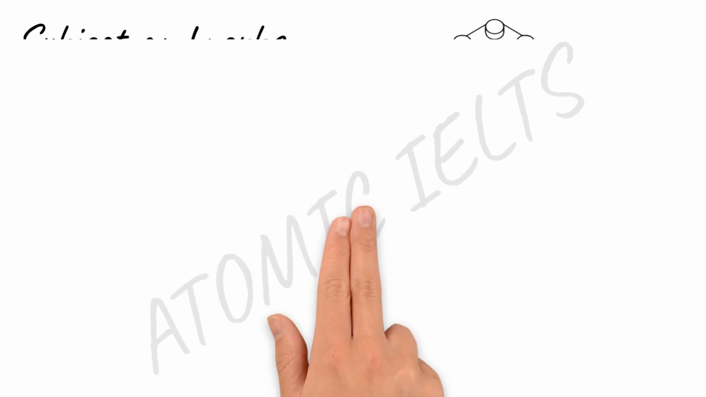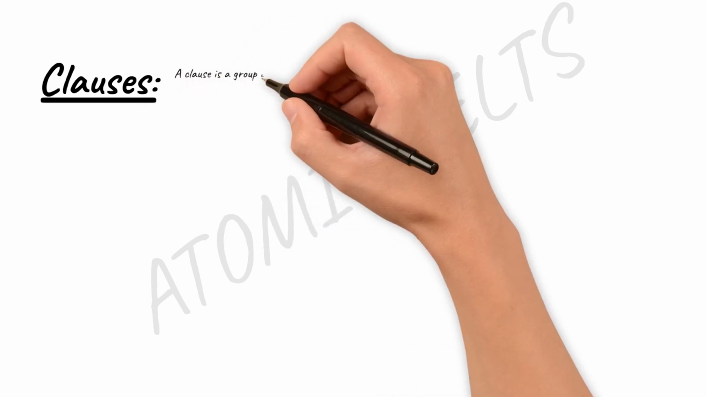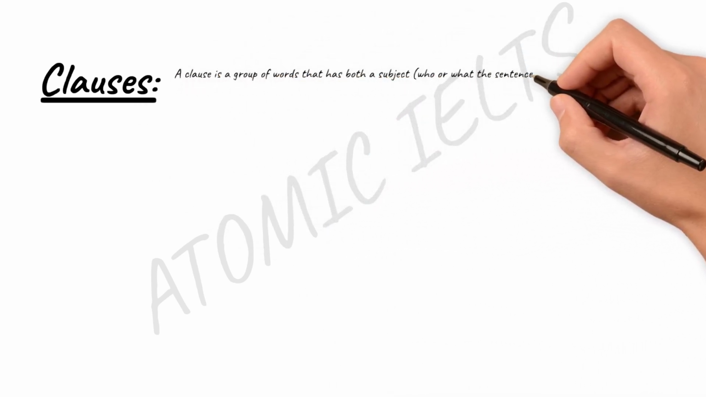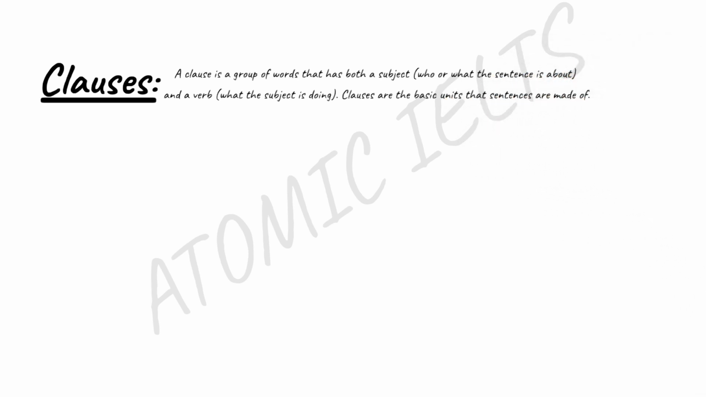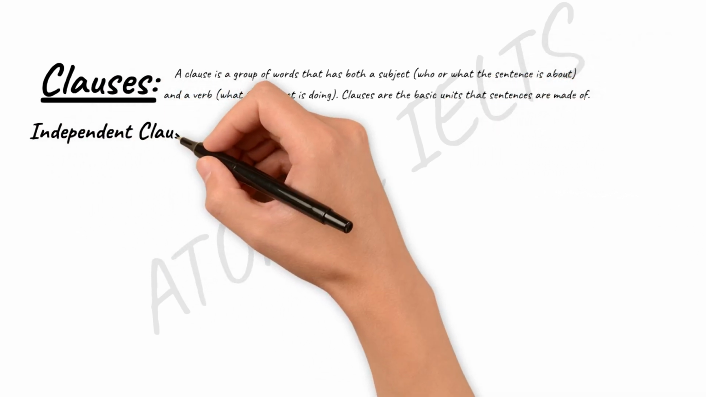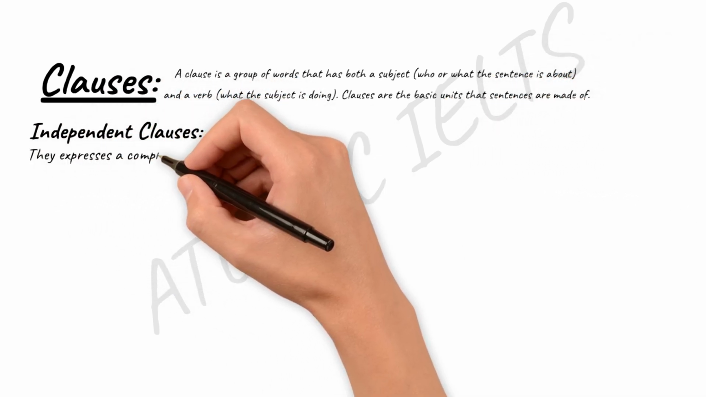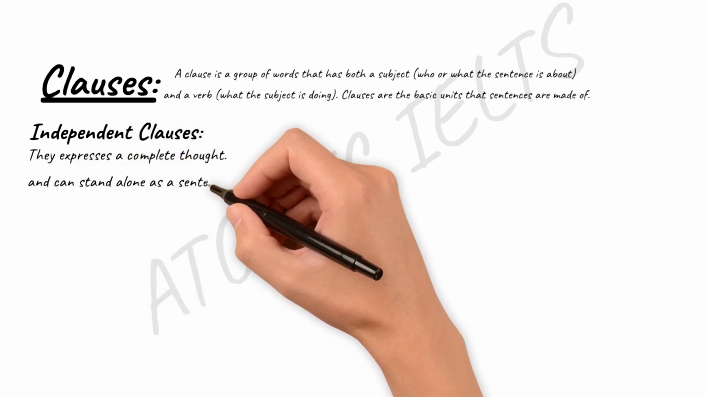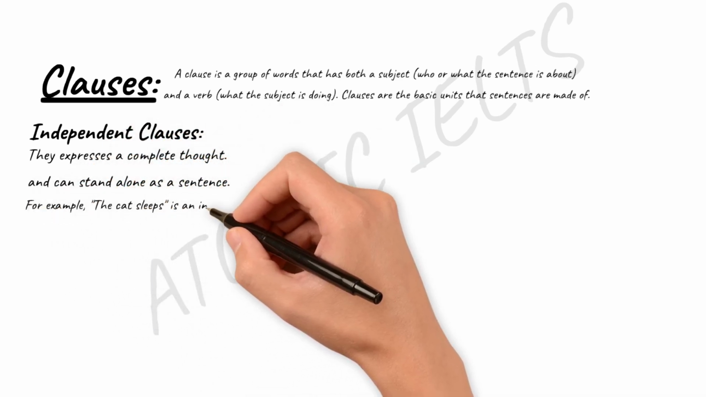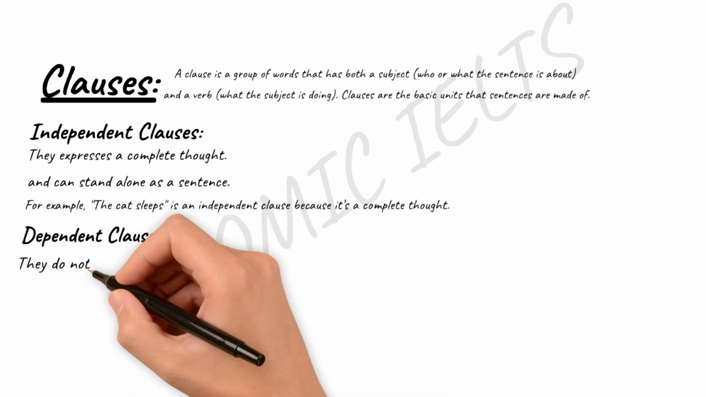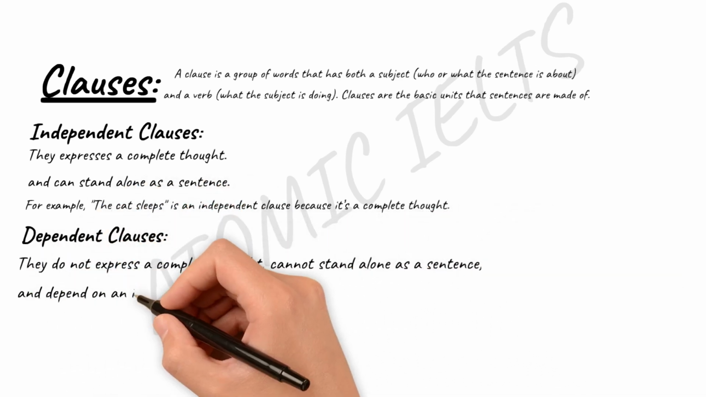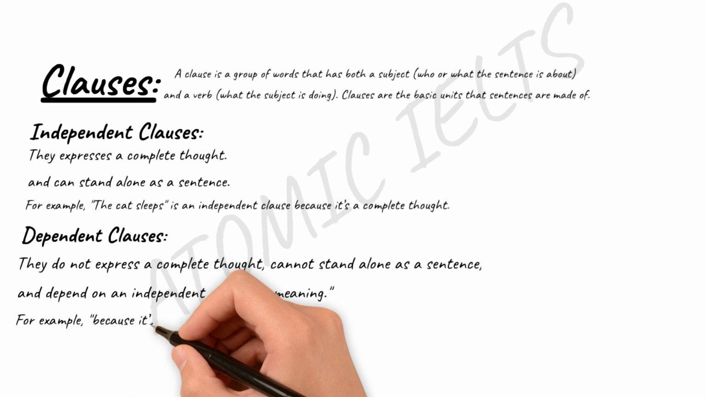Once you have your subject and verb, you can put them together to form a clause. So what is a clause then? A clause is a group of words that has both a subject, who or what the sentence is about, and a verb, what the subject is doing. Clauses are the basic units that sentences are made of, and they are of two types: independent clauses and dependent clauses. Let us first see what independent clauses are.